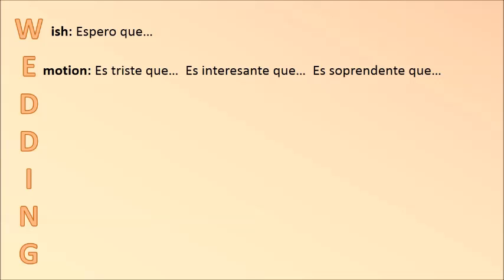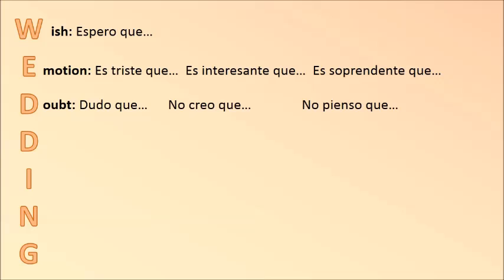WEDDING is also a handy acronym to remember some of the uses for the subjunctive mood. The W stands for wish. And you use wish when you're using any conjugation of the verb esperar. I have here espero que, which means I hope, or I wish. The E stands for emotion. So this is any kind of statement that's got emotion attached to it, like es triste que means it's sad that. Es interesante que means it's interesting that. And es sorprendente que means it's surprising that. But really you can use any adjective that describes emotion.